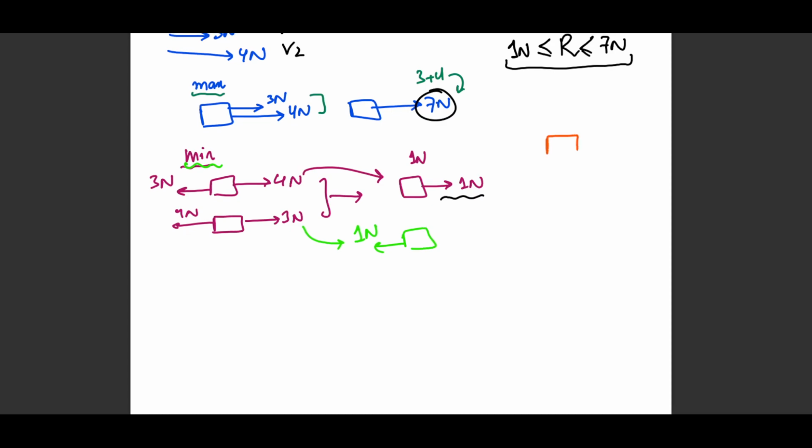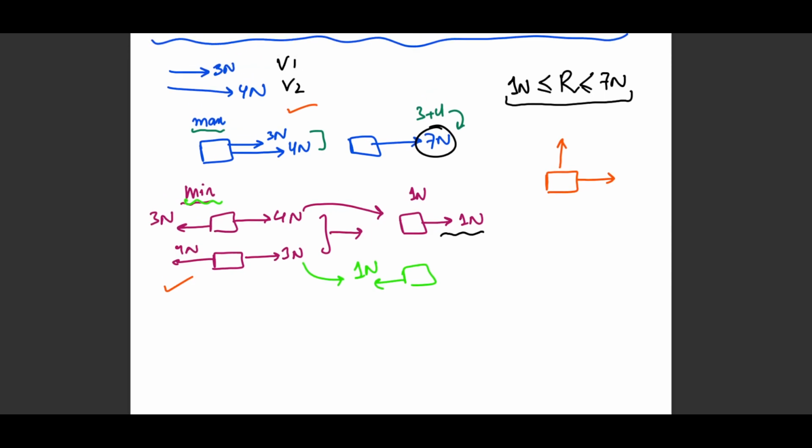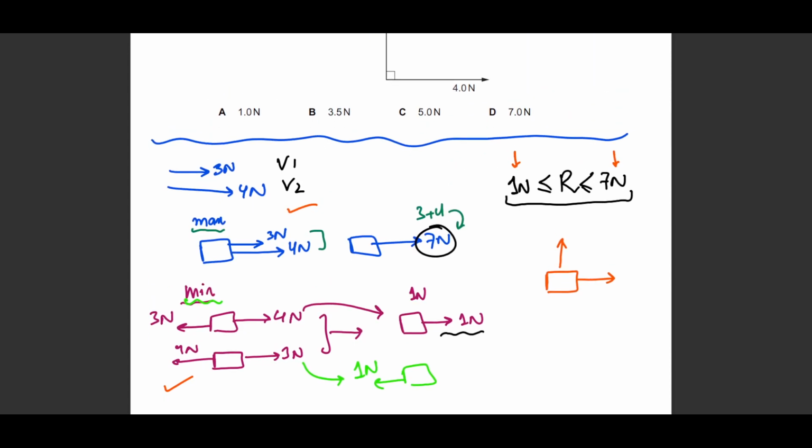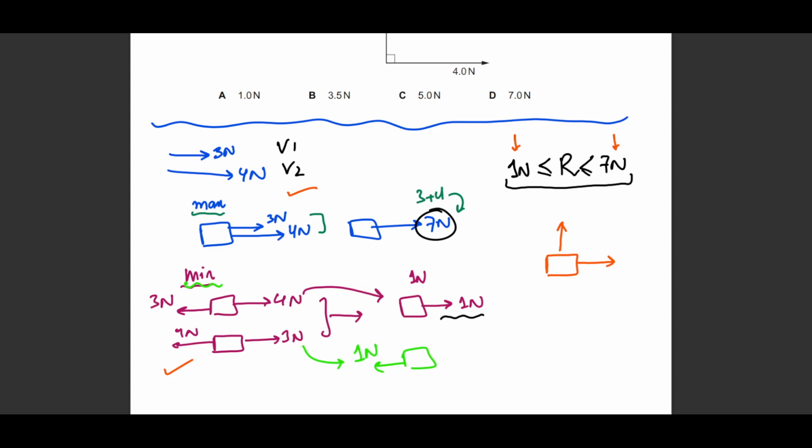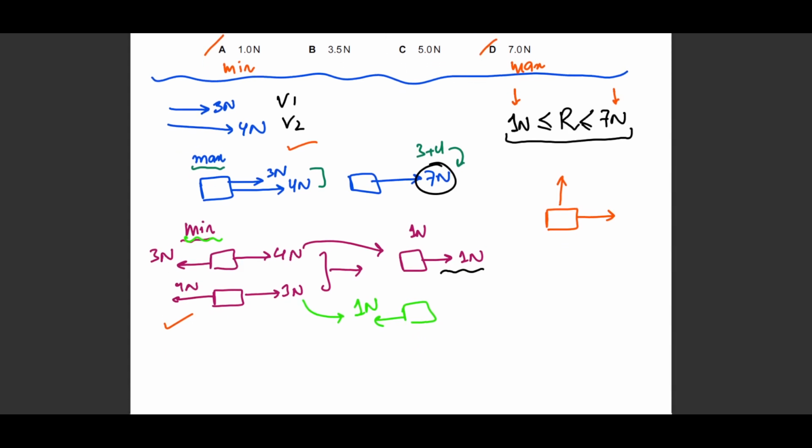So we experienced them in the same direction, and we experienced them in the opposite direction. Now let's experience them at a different angle. Let's say that they were acting at an angle of 90 degrees with each other. Now, I am absolutely sure that my answer will be between 1 newton and 7 newtons. It cannot be greater than 7, it cannot be less than 1, right? Since 1 newton is only possible in the minimum situation and 7 newtons only in the maximum situation, I'm going to cancel out these options and not think about them.